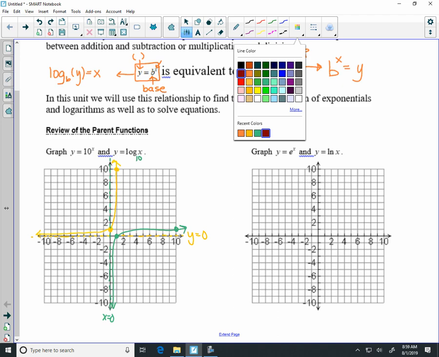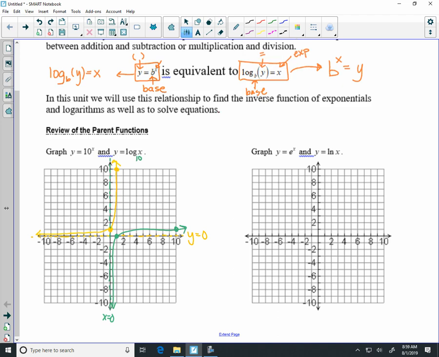E to the x we worked with a little bit more in our function transformations unit just to try to get you used to it. Here, our y-intercept is the same as 10 to the x was. It's at (0, 1). At 1, we're between 2 and 3. And at 2, we're between 7 and 8. Again, we have this horizontal asymptote at y equals 0.